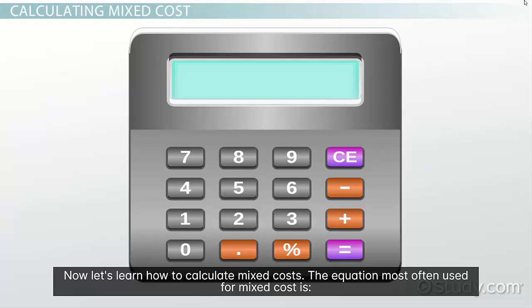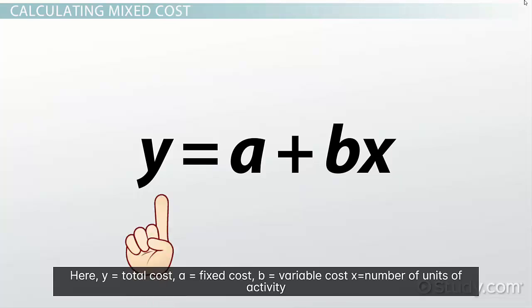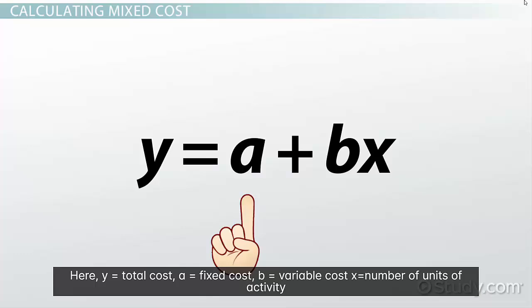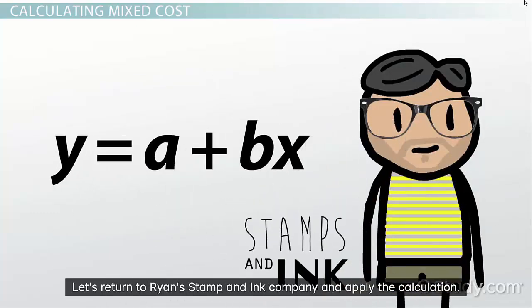The equation most often used for mixed cost is y equals a plus bx. Here y equals the total cost, a equals fixed cost, b equals variable cost, and x equals the number of units of activity. Let's return to Ryan's Stamps and Ink Company and apply the calculation.